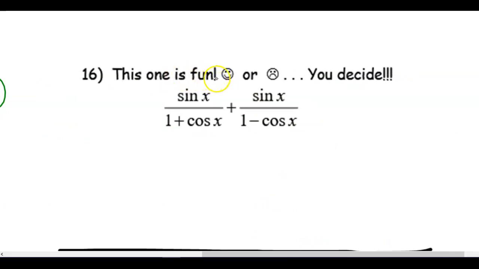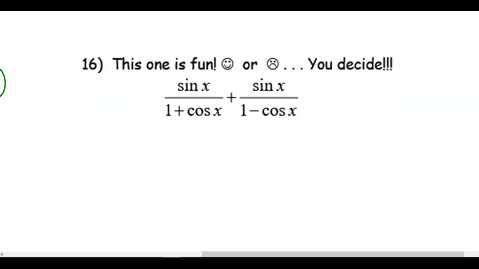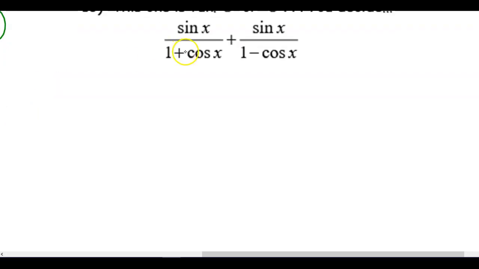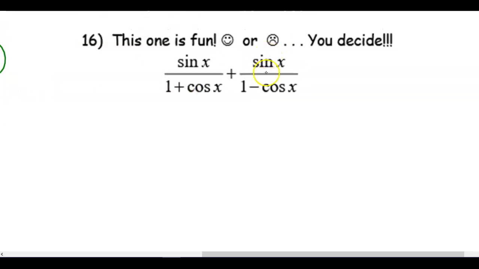This one's fun. Yay or nay, you decide. Oh yeah, this one's fun. I think it's fun.